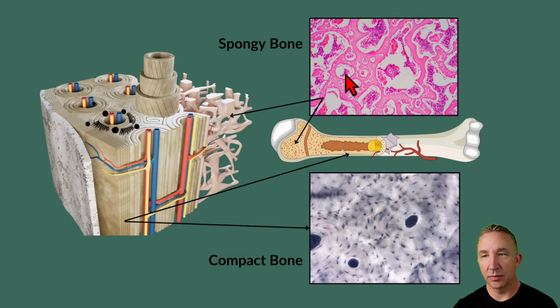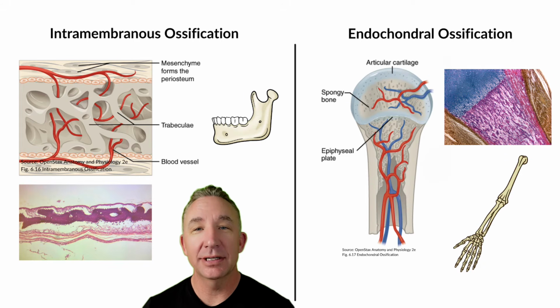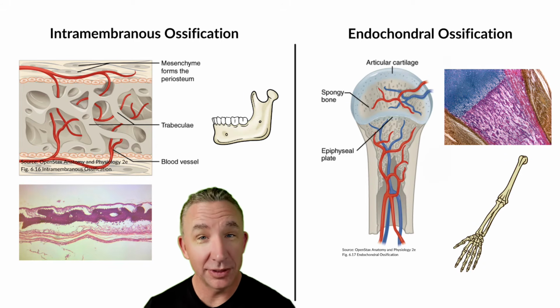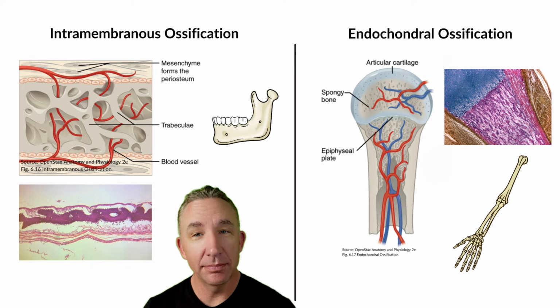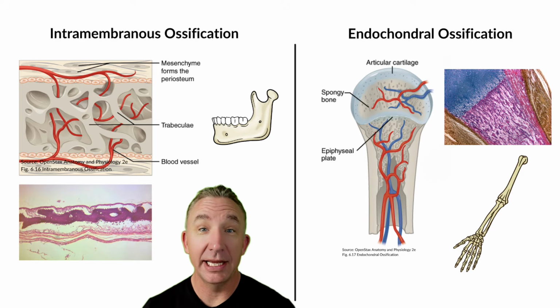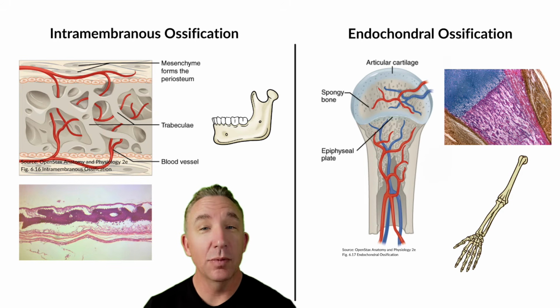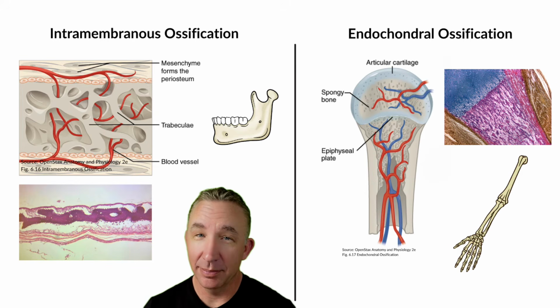When I see these pink rivers with the blood in between, I know I'm looking at spongy bone, one of the two types of osseous tissue. We're covering bone development, or ossification, as we learn about our matrix of bone and how we develop bone. There are two types of ossification: intramembranous and endochondral. We're just going to describe the difference between the two, and then we'll have more videos talking about them independently.